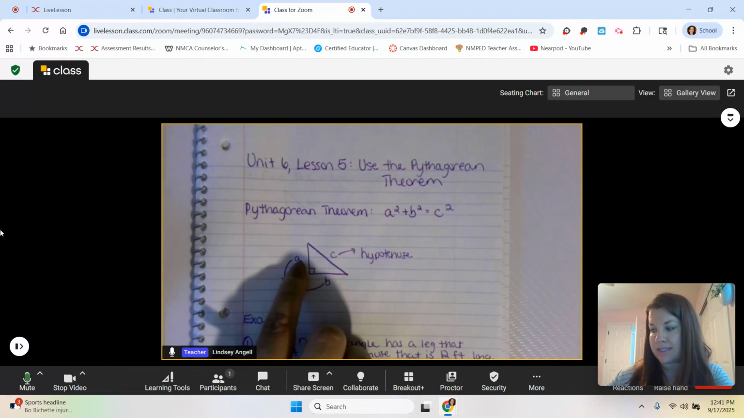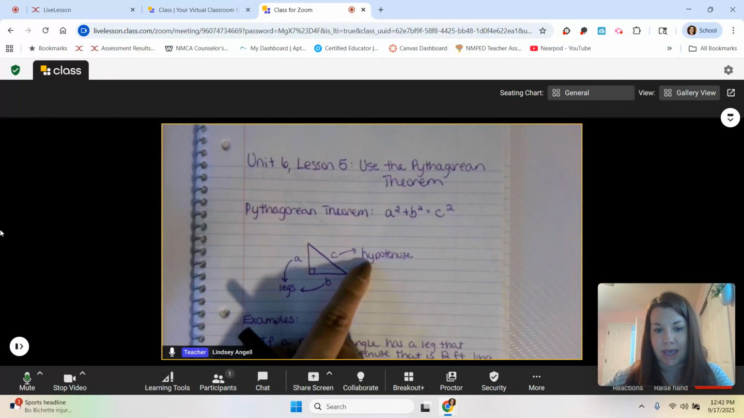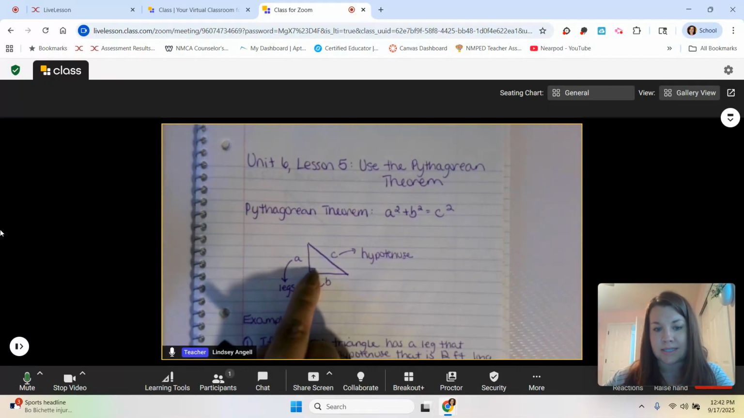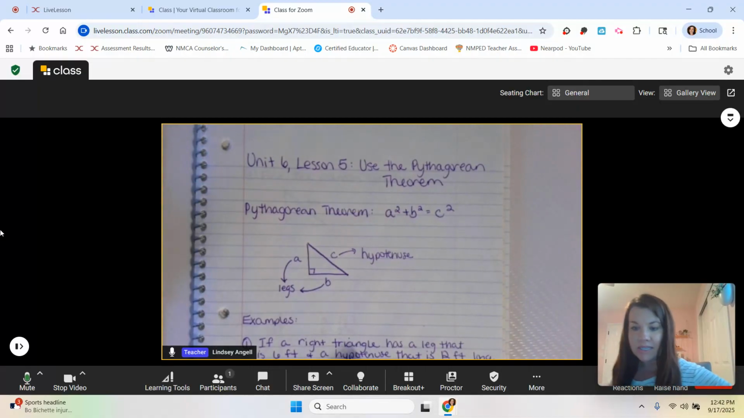If you take this length and square it, and add it to this length squared, then it is equal to this length squared, which is C, the hypotenuse. The hypotenuse is the side that is opposite the right angle. We need to know that because a lot of times with problems like this, it's going to help us to draw a picture.